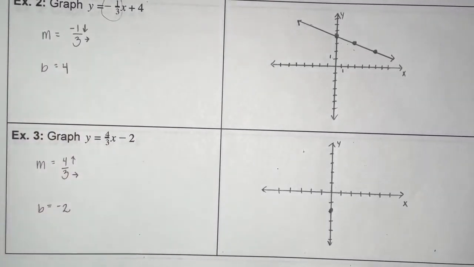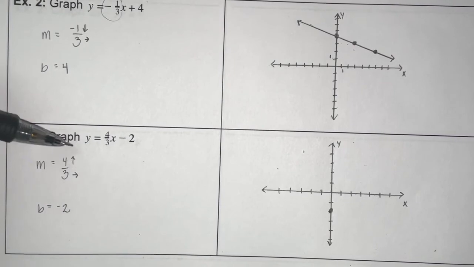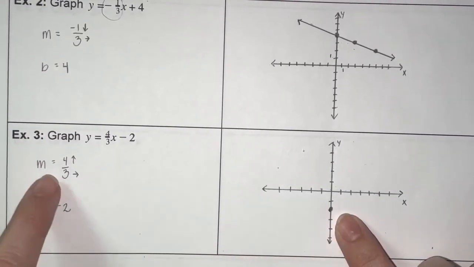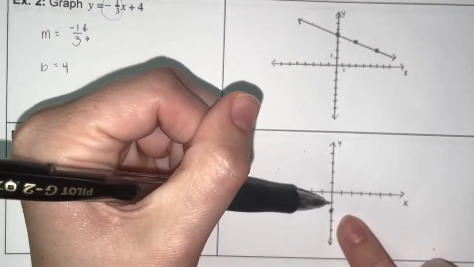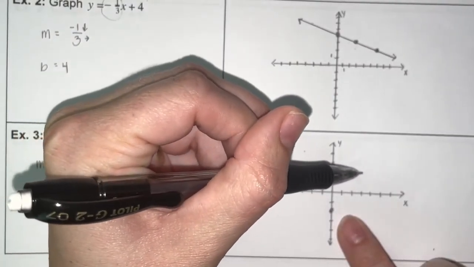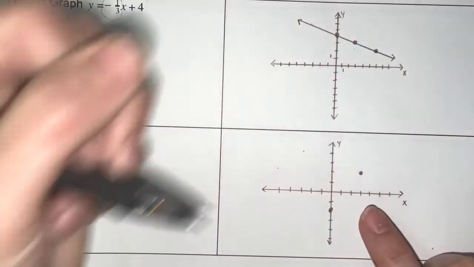Notice most of the time we end up going right for our run because you can easily control whether it's positive or negative just by going up or down. And then if I'm starting at -2 and I'm going up 4, right 3, I can count up 1, 2, 3, 4, and then right 1, 2, 3. So I end up at the point 3, 2.